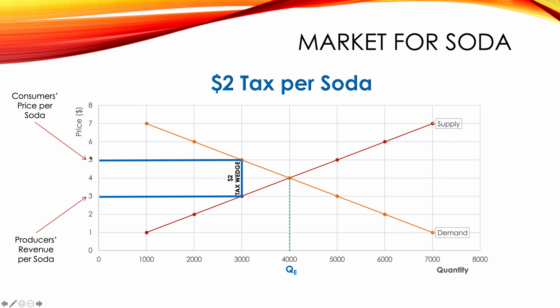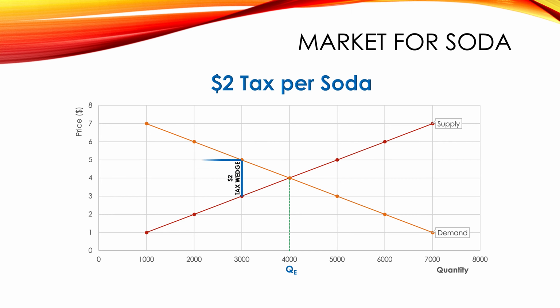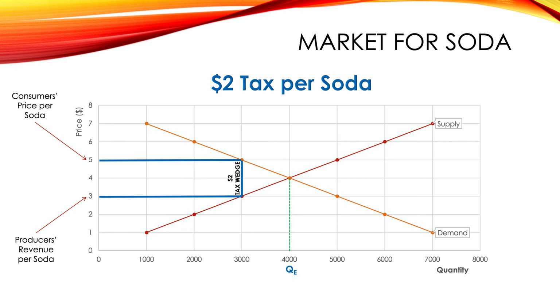So consumers pay $5 per soda, $2 of that goes to the government, and the remaining $3 goes to the firm. So, like I said, the tax wedge is a nice, easy way to see what price buyers pay, what revenue sellers get, and it also lets us see the new quantity of sodas that are going to get produced.